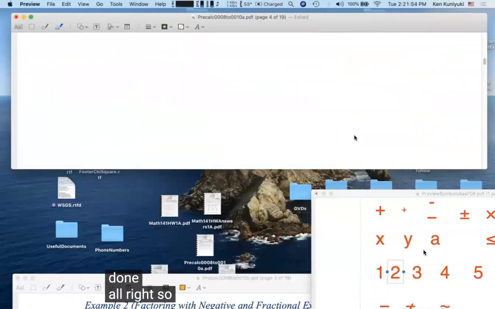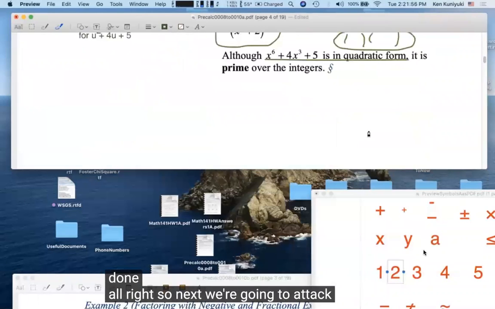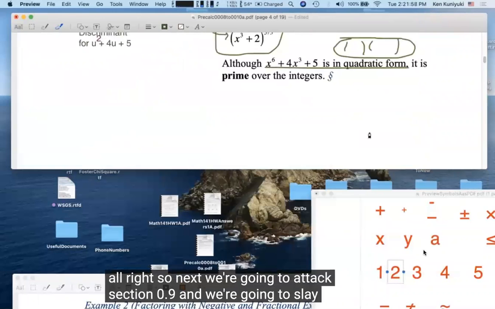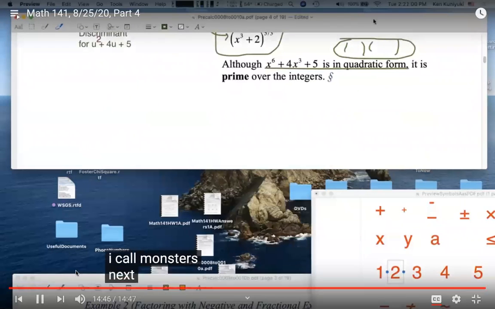All right. So next time, we're going to attack section 0.9 and we're going to slay what I call monsters. Okay, but before we get there, there may be questions.